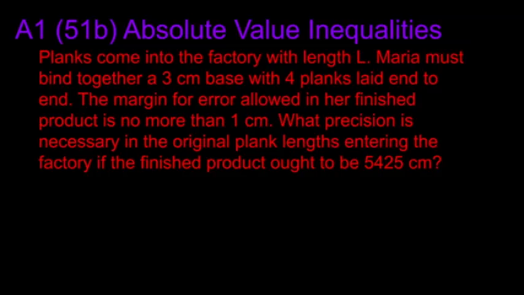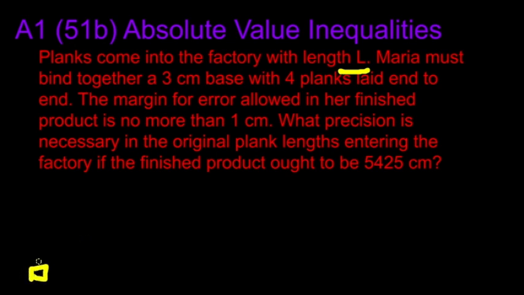All right, so let's close out with a word problem of sorts. Probably the place that absolute value gets used most often is in precision, when you can have an over or an under on your manufacturing needs. All right, so planks come in a factory with a length L. That's going to be a variable. Maria must bind together a 3 centimeter base with 4 planks laid end to end. The margin for error allowed in our finished product is no more than 1 centimeter. What precision is necessary in the original plank lengths entering the factory if the finished product ought to be 5,425 centimeters.